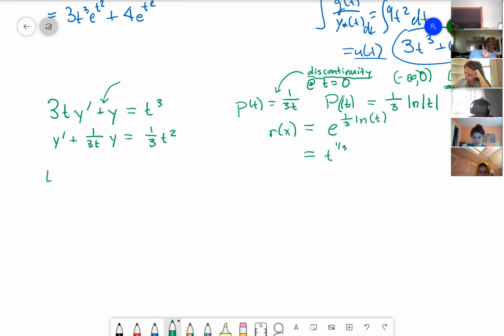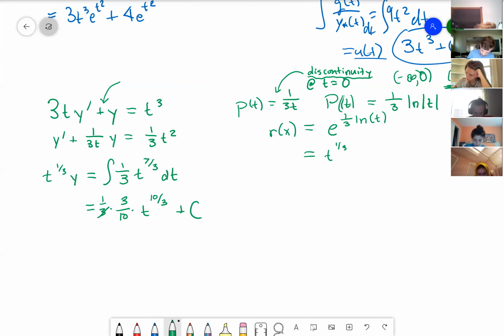So what we get here is that t to the 1/3 y is equal to the integral of 1/3. Now we have t squared times t to the 1/3. 2 is 6/3. So we get an additional 1/3, that's 7/3 dt. Now this is a not so bad antiderivative to get. The t will go, well, first of all, write down my 1/3 so I don't forget it. The exponent goes from 7/3 to 10/3. So 1 is 3/3. And then I get 3/10 multiplied out here, plus some constant. 3's cancel out.